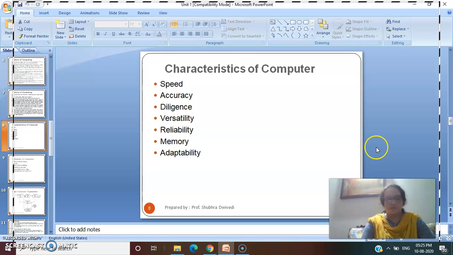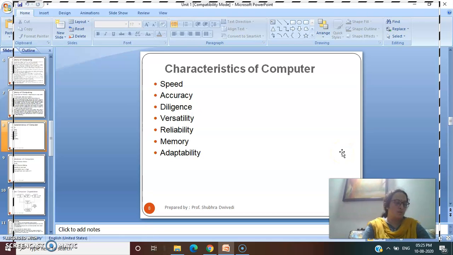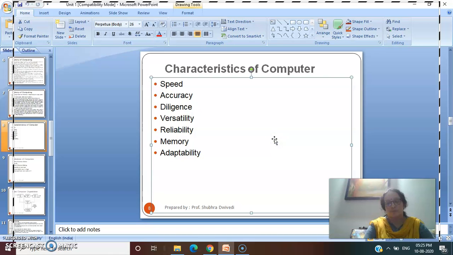Or in other words, we can say, this definition I'm giving you from the book by P.K. Sinha, that it is an electronic device for storing and processing data, typically in binary form. What is a computer? It is an electronic device for storing and processing data, typically in binary form, according to instructions given to it in a variable program. So let me explain this definition to you point by point.